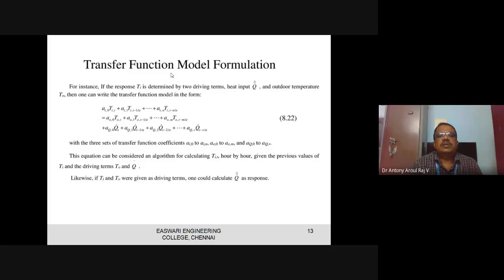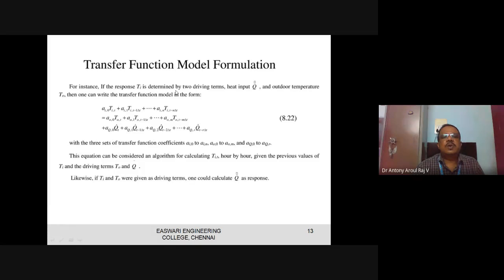Now what are we interested in? We are interested in the room temperature, that is TI. TI is the room temperature, or inside temperature. So inside temperature is dependent on the heat input from the outside, as well as the outdoor air temperature. The heat entering a building depends on the heat entry, that is the radiation heat entering inside the building, as well as the outdoor air temperature.